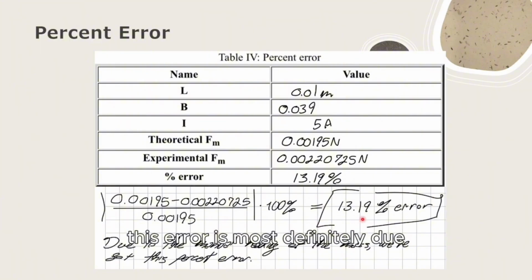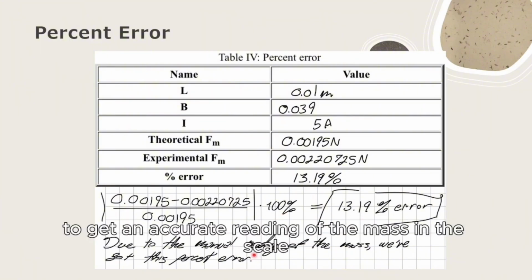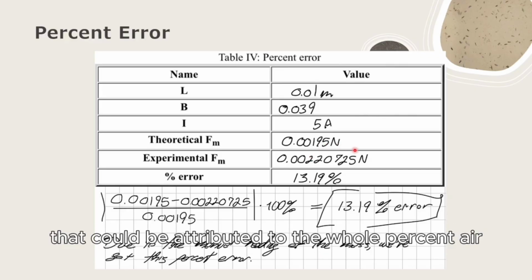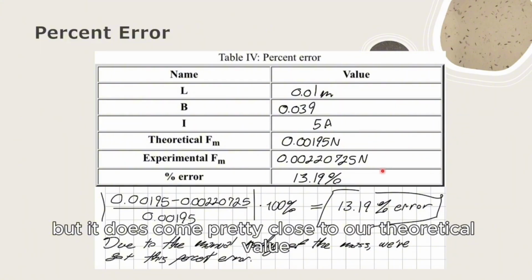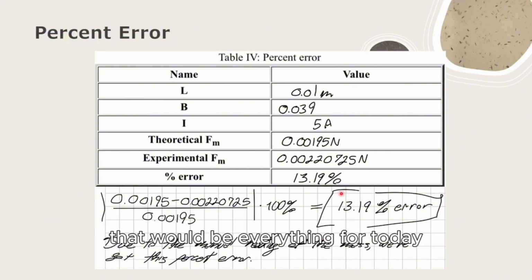This error is most definitely due to the manual reading of the mass, since we have to adjust the weights to get an accurate reading of the mass on the scale. That could be attributed to the whole percent error right here, but it does come pretty close to our theoretical value. That would be everything for today. Thank you so much for watching.